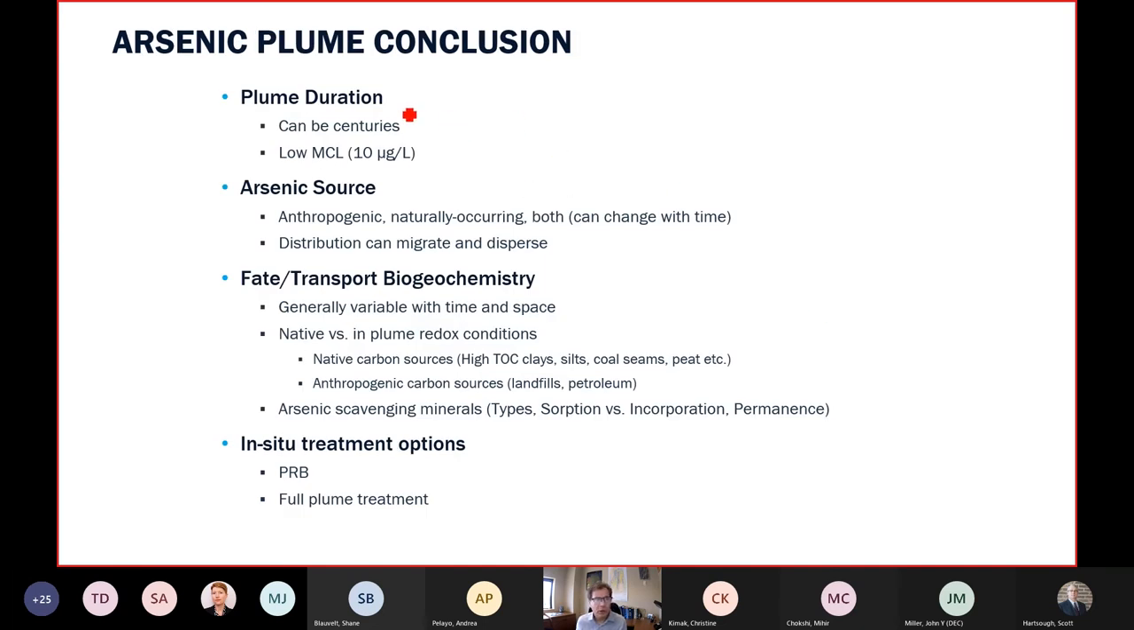So, conclusions: plume duration can be centuries. We always have a low MCL in terms of where we need to get to with the groundwater concentration for remediation. Anthropogenic, naturally occurring, both can change with time. Distribution can migrate and disperse. And again, general variability in time and space, native versus plume redox conditions, these are all challenges that we face. And arsenic scavenging minerals, we need to incorporate those into our remedial design. A couple of options here that we've explored and have been implementing are PRBs and full plume treatment.